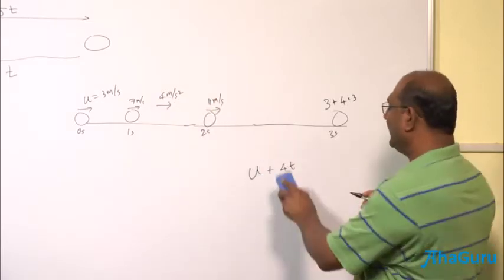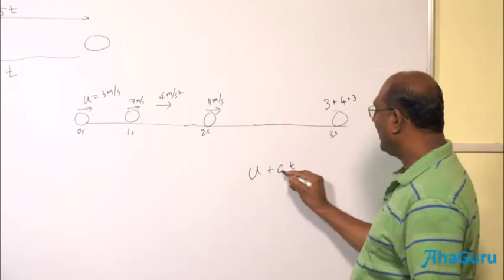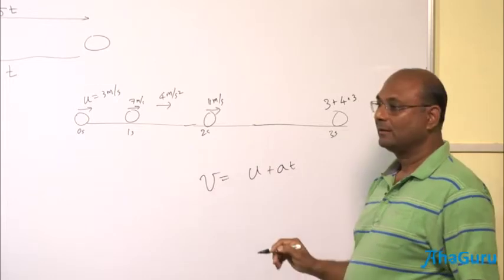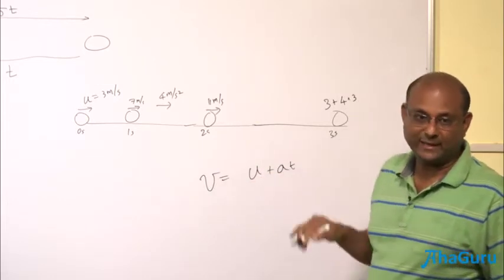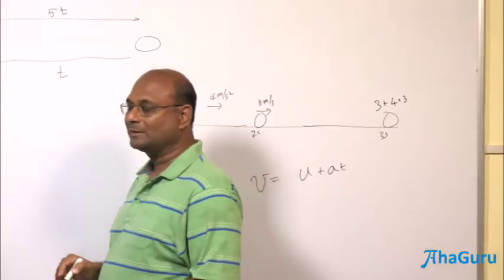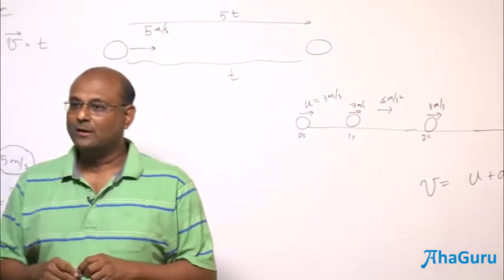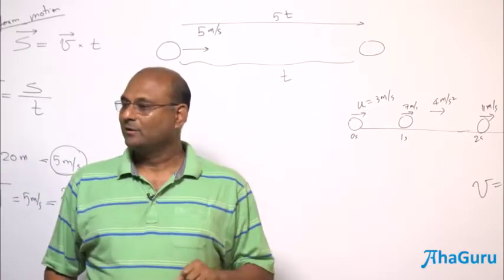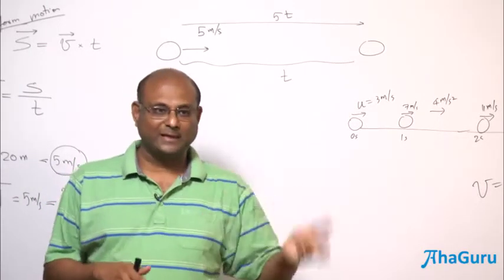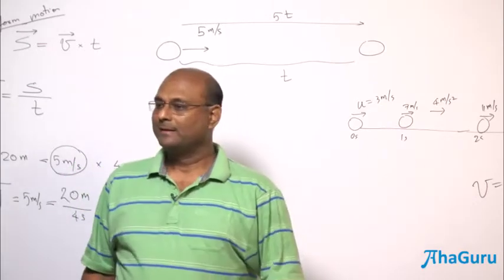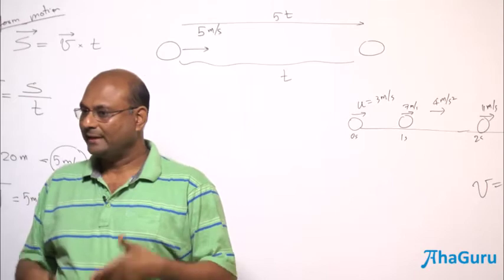u plus at. So now the velocity that you have after t seconds, we call it v, and that is u plus at. All that we are saying is, I started with u, 1 second later I got u plus a, 2 seconds later I got u plus 2a, 3 seconds later u plus 3a. Like that, 10 seconds later u plus 10a, t seconds later u plus at.